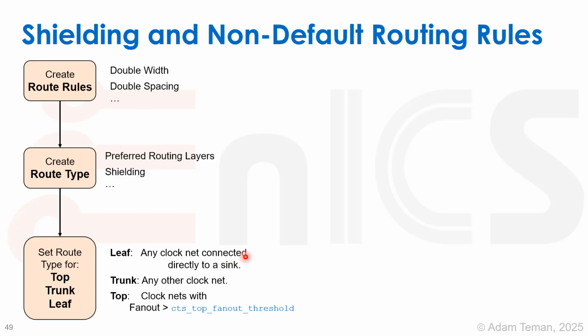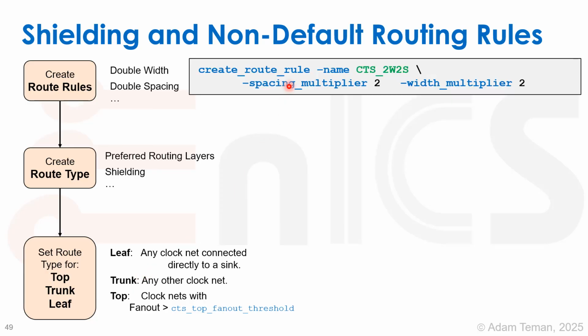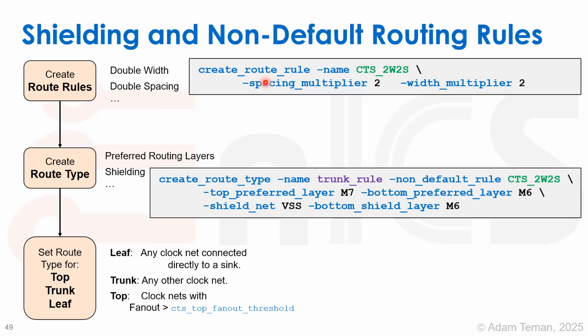And so the way Innovus treats this is we're going to set a different route type for each of these categories. So let's see how that's done actually with code. Create route rule. So we're going to create a route rule, one of these guys over here. We're going to call it CTS double width double spacing. And we're going to say that it's going to be having double spacing and double width. Okay, so we created the route rule. Now what we're going to do is we're going to create a route type that's going to use that route rule.